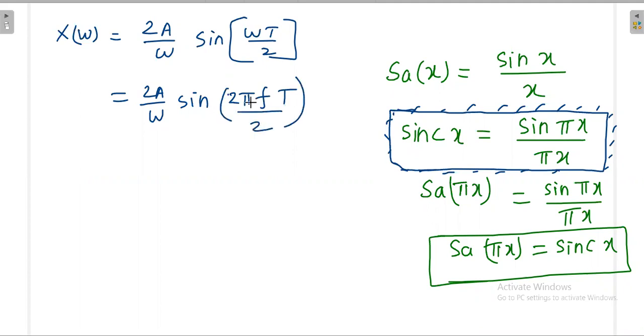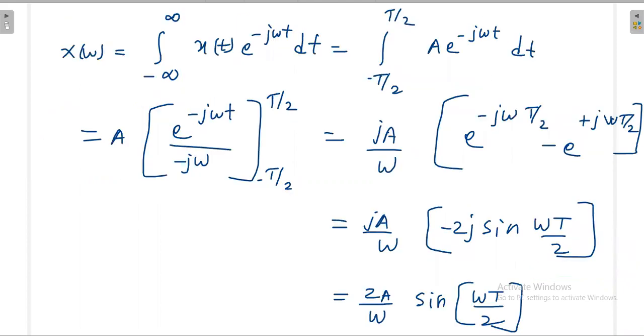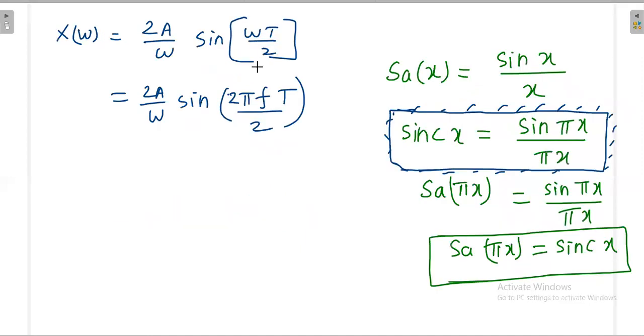Also please note down, this given signal is not a periodic signal. Whenever a periodic signal is there, you can write 2 pi by T, or otherwise the general relationship for omega is 2 pi f. 2 cancels, then 2A divided by omega. Again here also you can apply omega is equal to 2 pi f. Then this is sine, 2 cancels, pi f T.